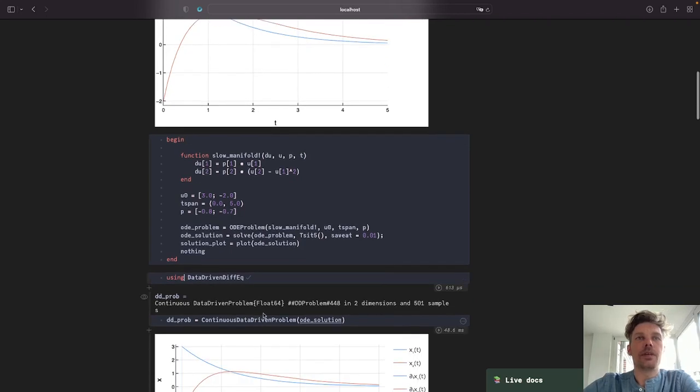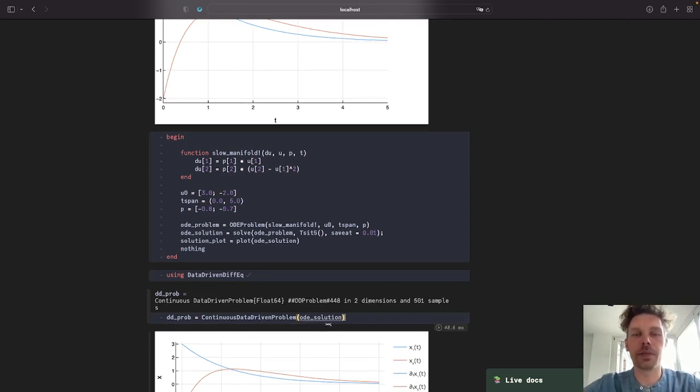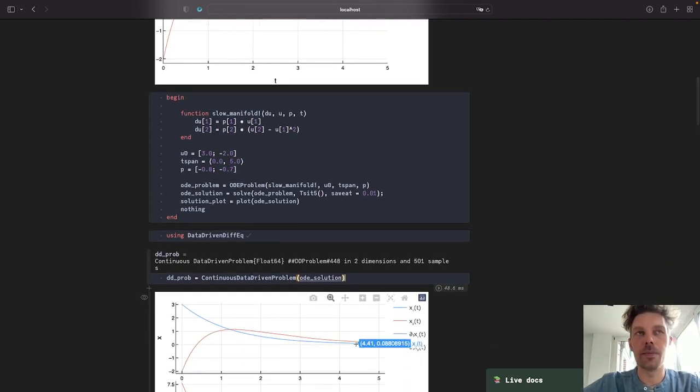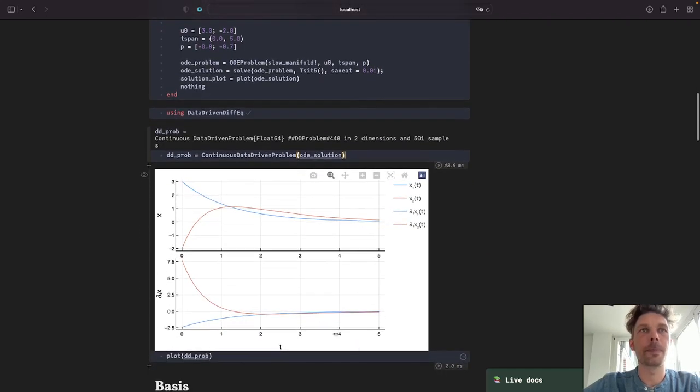As a first step, we define our continuous data-driven problem directly from the ODE solution. This is useful for some sort of model order reduction, for example. Imagine a partial differential equation in fluid dynamics where you want to do a model order reduction via dynamic mode decomposition or even SINDy. Then you can directly do that. So this is also used quite frequently to speed up simulations using operator theory.